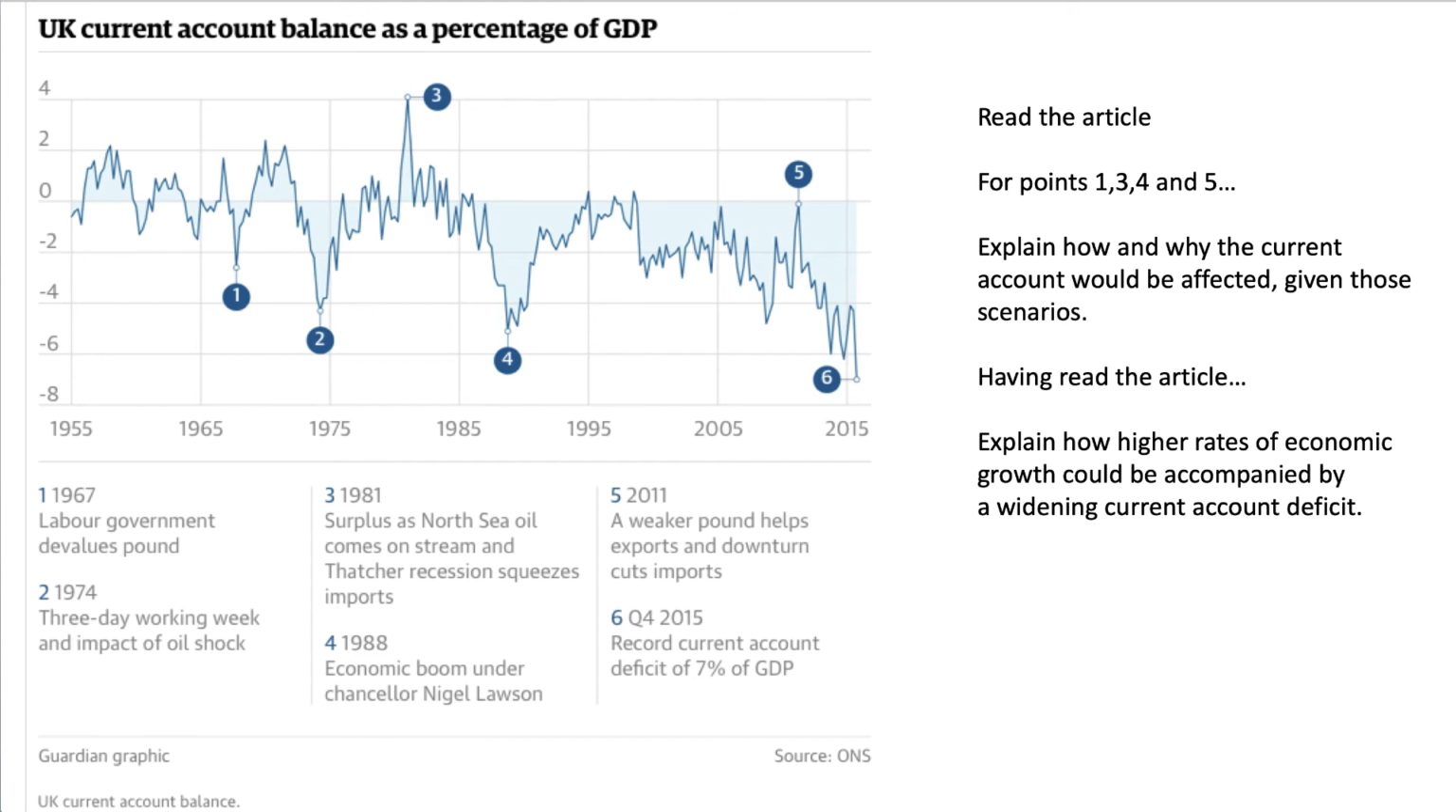So read it, okay, read it through, and then explain how higher rates of economic growth could be accompanied by a widening current account deficit, okay? And that will help cement your knowledge and understanding of how these two different macroeconomic objectives can conflict with one another. Do that now.